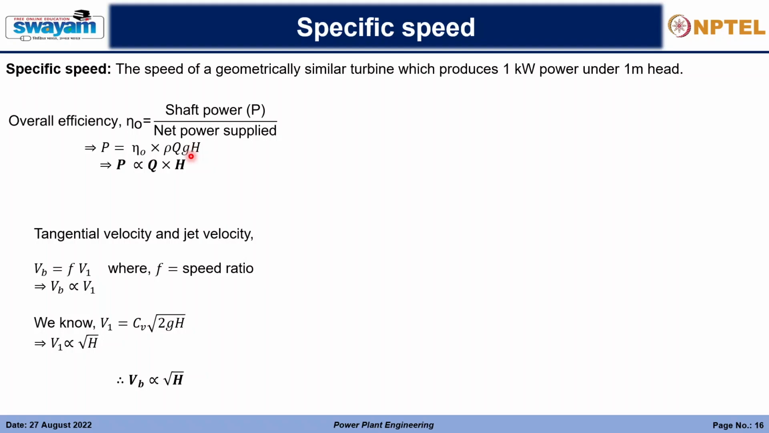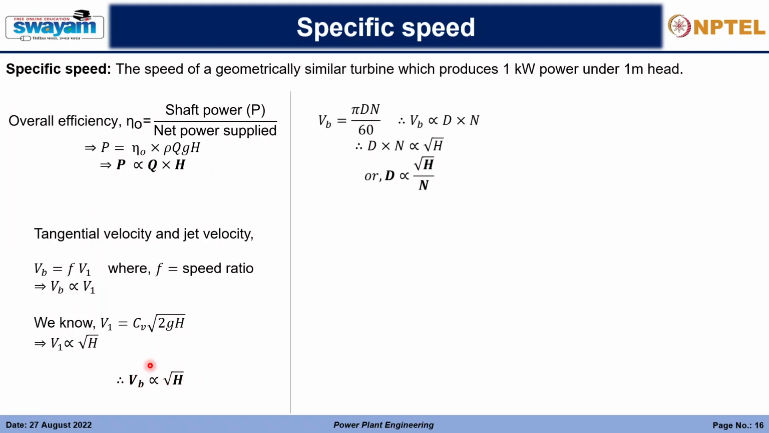So we'll have to do it step by step. First we'll consider the tangential velocity and jet velocity. The blade velocity is φ into V1, so it is directly proportional to V1, the jet velocity. And jet velocity, we know that it is proportional to root over H by this particular formula. Hence the blade velocity is also proportional to root over H by this particular relation, right?